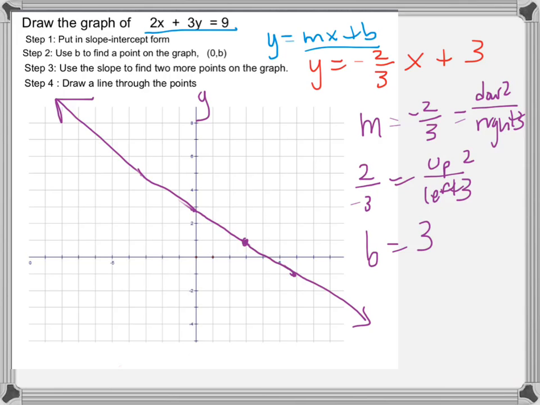Okay, so this is the line, and always label your line with the equation. It's better to label it in slope-intercept form. Okay, that's the line -2/3 x plus 3. So let's go over the steps. We put it in slope-intercept form. We found the y-intercept. We used the slope to find 2 more points on the graph, and we drew a line through those points. And I guess step 5 would be labeling the line.